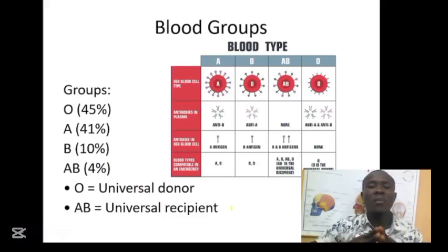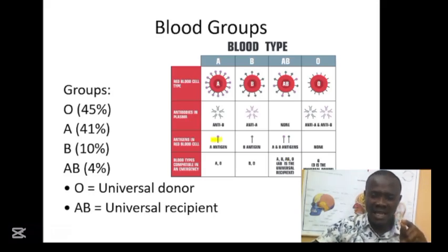So now let's talk about blood groups. We have various blood group types. We have blood group A, blood group B, blood group AB, and blood group O. Now, what determines these various blood groups that we have in the body? They are determined by the antigen. The antigen found on the red blood cells determines the blood group of that person.